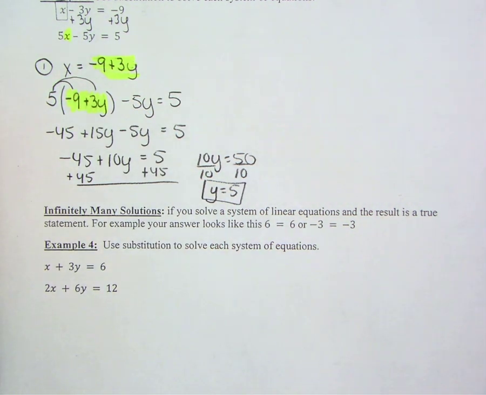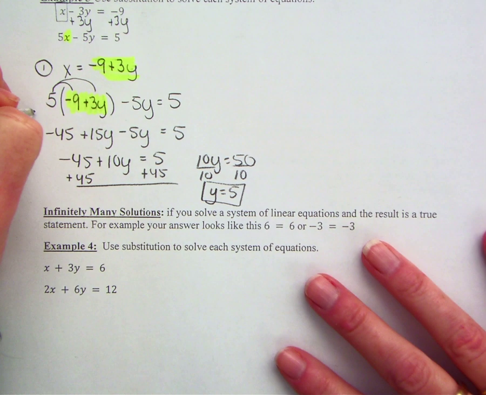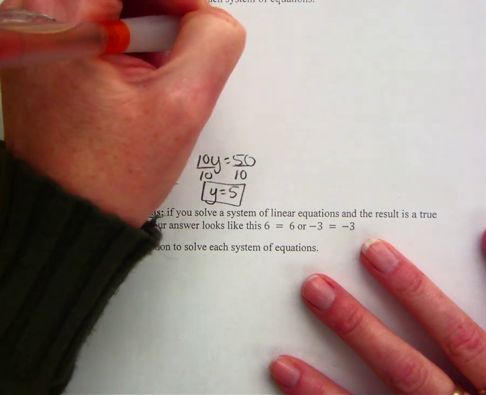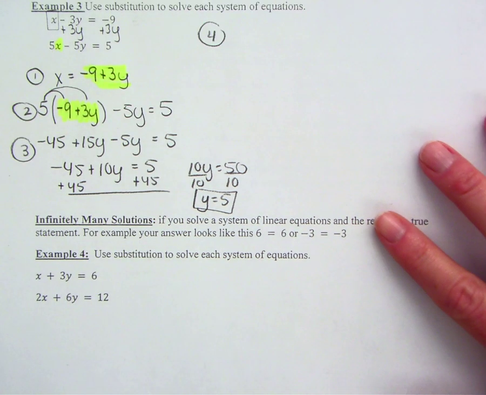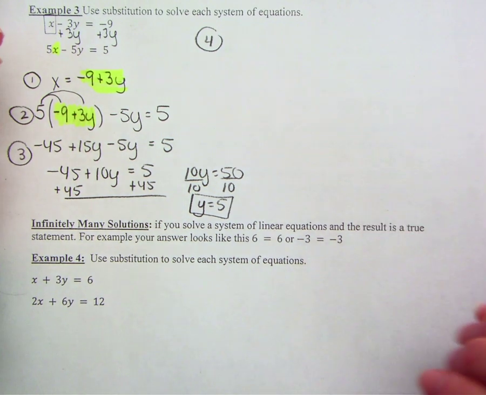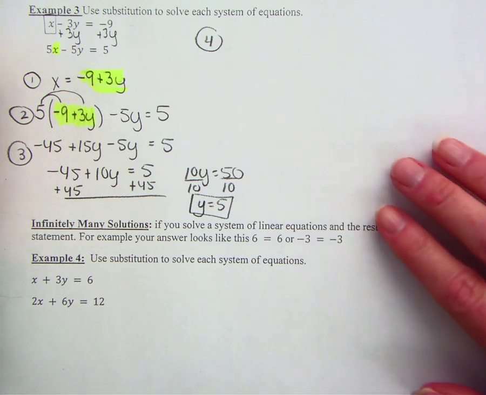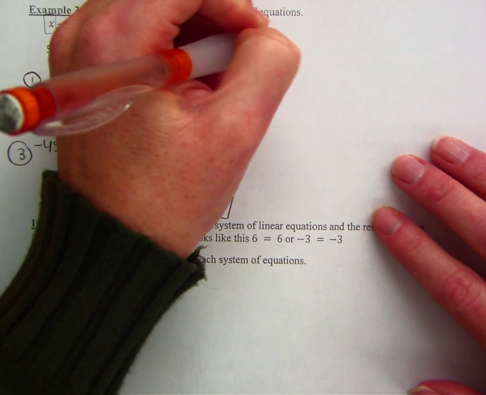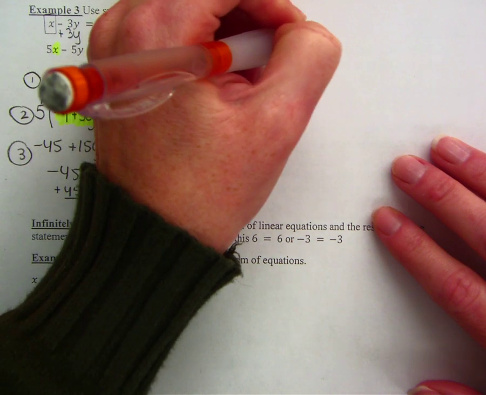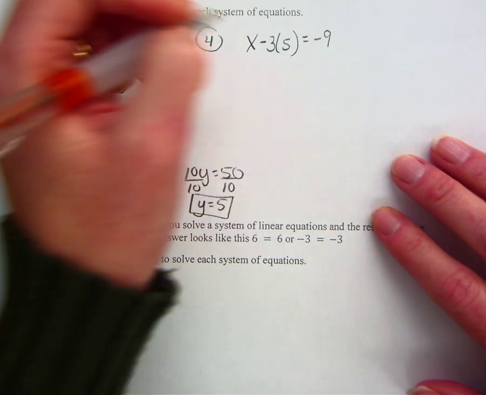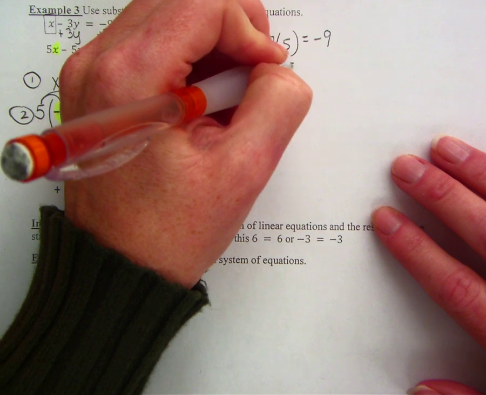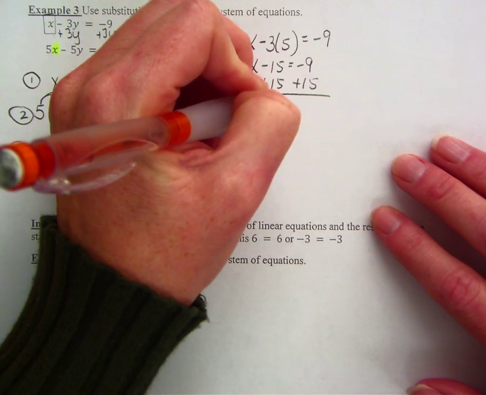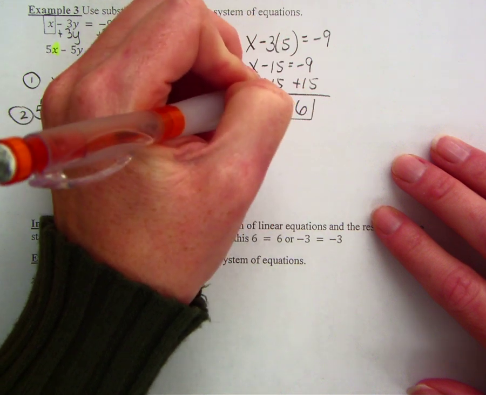So how do we find x? So that was step 1. This was step 2. The solving is step 3. Step 4 says find x. Find the other variable. We substitute in. Where do we want to substitute in? For the first one. So x minus 3 times 5 equals negative 9. x minus 15 equals negative 9. I add 15. x equals positive 6.